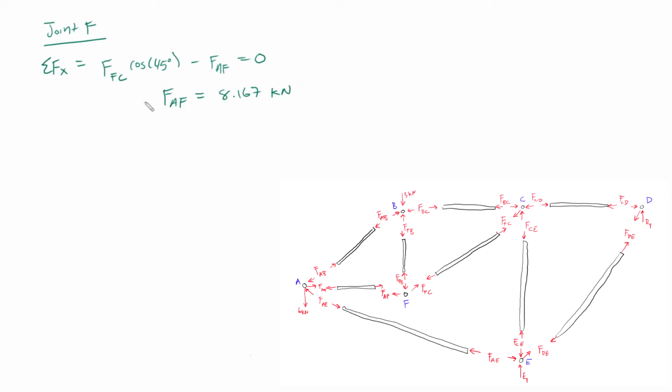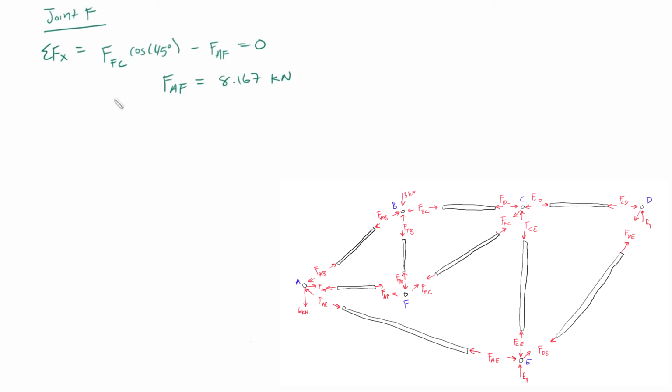And I'm going a little bit more quickly because I think you guys understand the process now. So we get that, and then we're going to sum the forces in the y direction, which is going to be negative FFB plus FFC times the sine of 45 degrees, and that equals 0. And then we could solve for FFB, which is going to equal 8.167 kilonewtons. So what we can say now is both these values are positive, so that means we drew the forces correctly on the diagram.